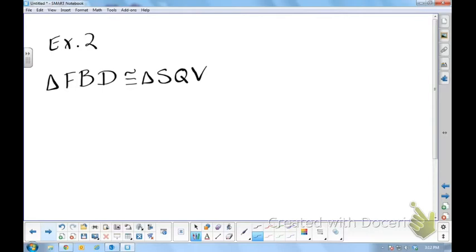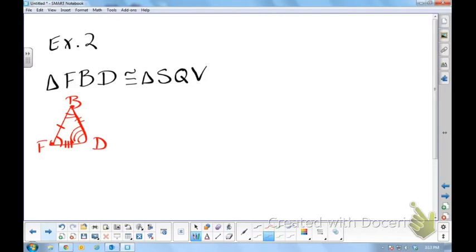Now I don't even need to draw these out to identify what parts match. We know these make up an entire triangle. And I am going to draw it just so you can visualize it, but you don't really have to. So we have triangle FBD. We know angle F is there, angle B is here, angle D is here. We know F to B makes one of the sides, B to D makes a different side, D to F makes another side. So it's the same for SQV.